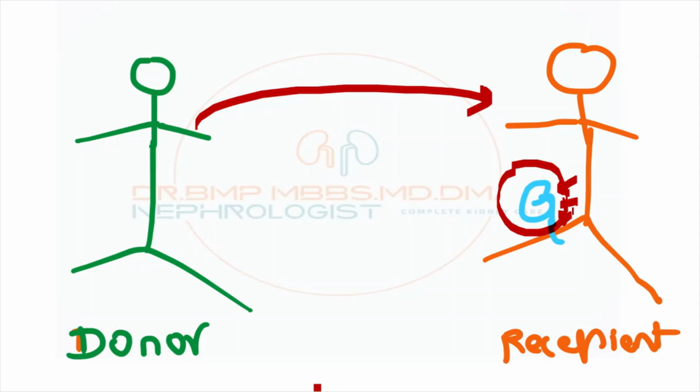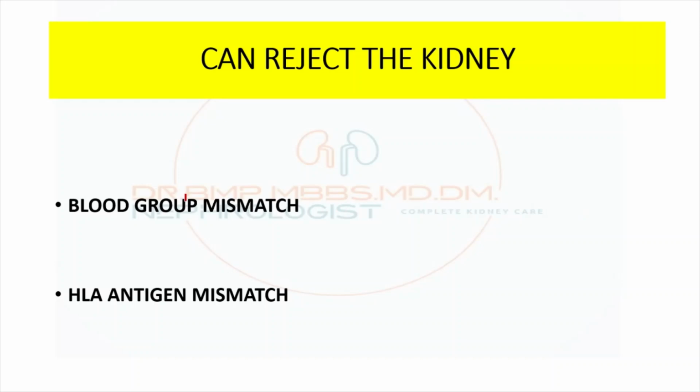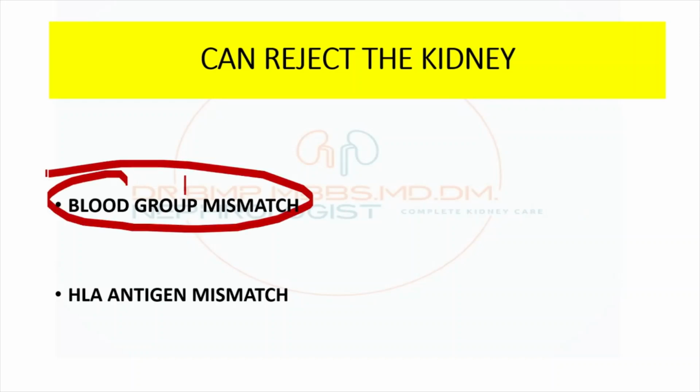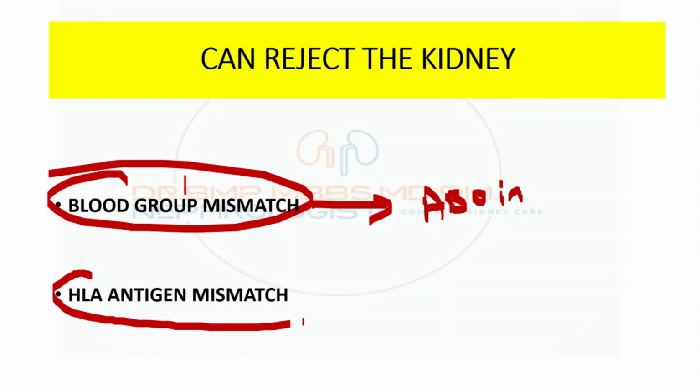So what kind of immunological attack can happen? One is blood group mismatch. Suppose the recipient is B positive and the donor is A positive, there might be some kind of blood group mismatch. This is ABO incompatibility, which we will see separately. What other thing? HLA, human leukocyte antigen, or major histocompatibility antigen on chromosome 6. This is very important. The antibodies to this antigen might attack the kidney. Grossly, two attacks can happen: one to the blood group, one to the HLA antigens.